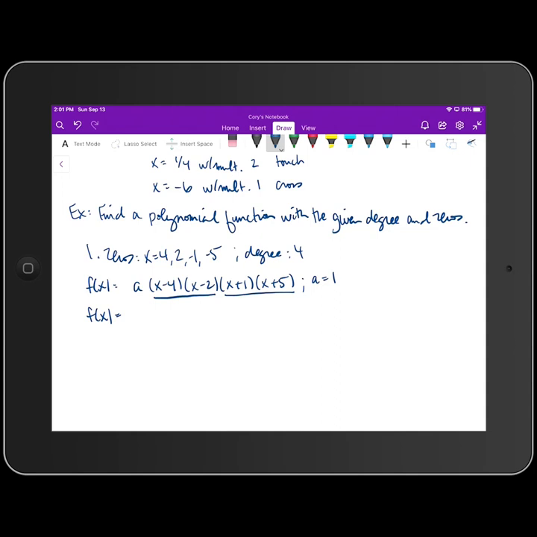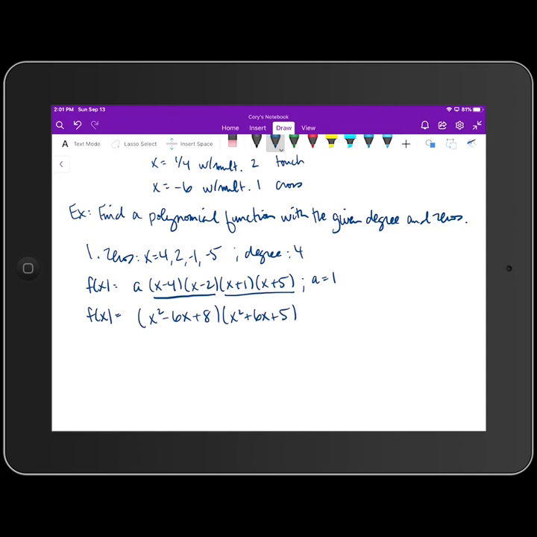Okay, so when I FOIL out x minus 4 times x minus 2, that's going to become x squared minus 2x minus 4x is minus 6x, and -4 times -2 is +8. And then I'm going to FOIL out x plus 1 times x plus 5. So that's going to become x squared. x times 5 is 5x. 1 times x is x, so that makes plus 6x. And then 1 times 5 is going to be 5.